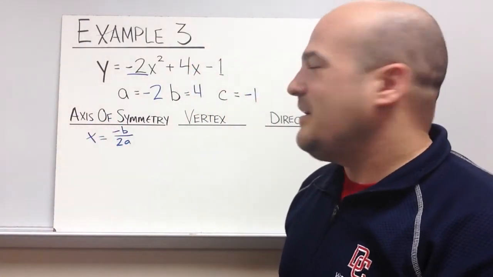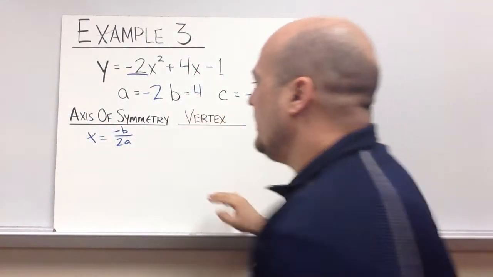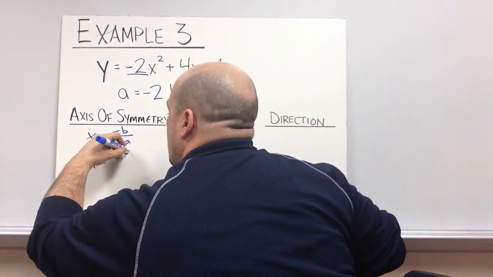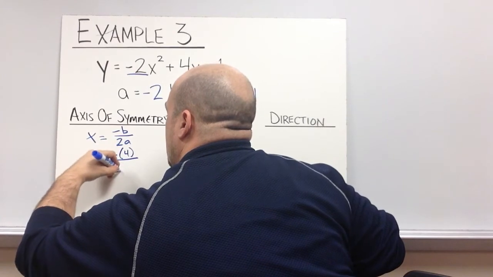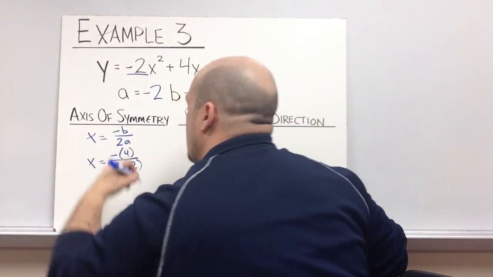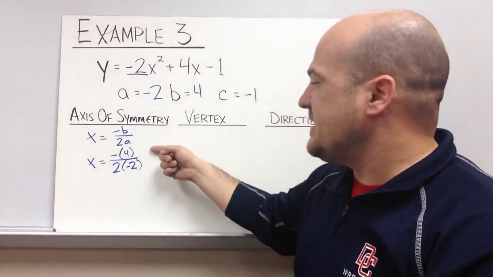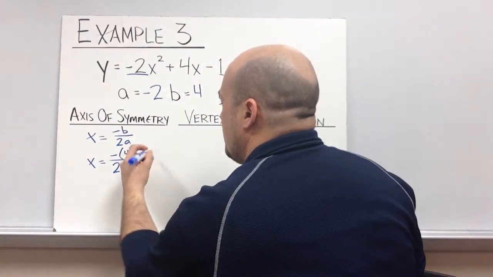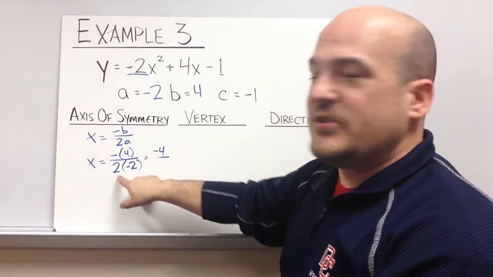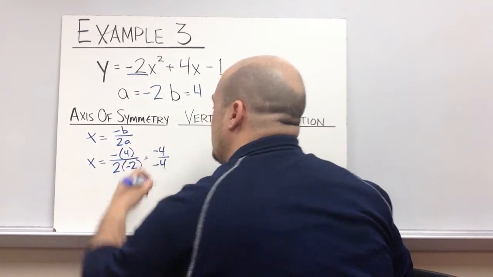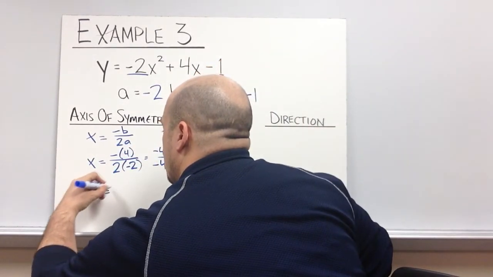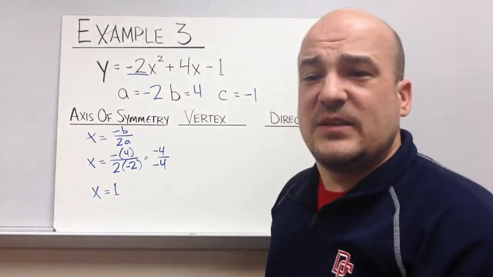The opposite of B. So my B is 4. So it's going to be the opposite of 4 over 2 times negative 2. Okay, so when I simplify this, I get my numerator is going to be negative 4. My denominator is also going to be negative 4. 2 times negative 2, negative 4. Negative 4 divided by negative 4 gives me 1. X equals 1.